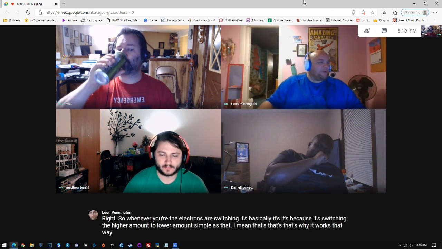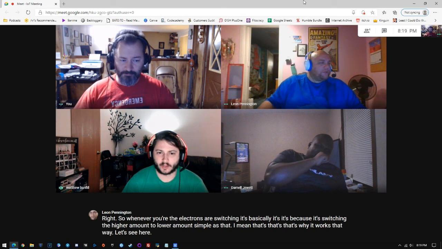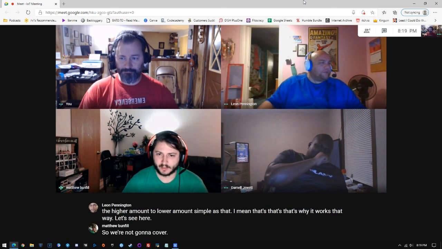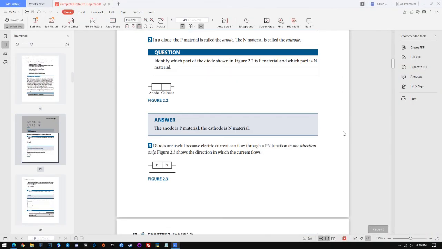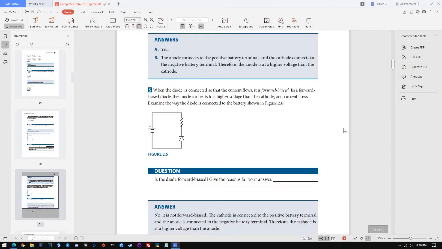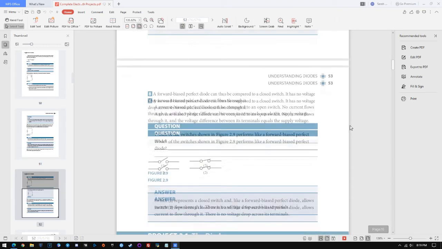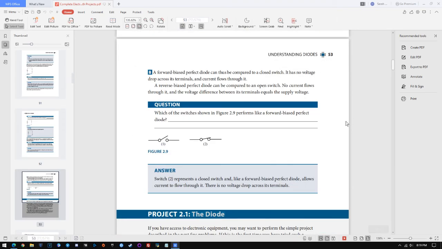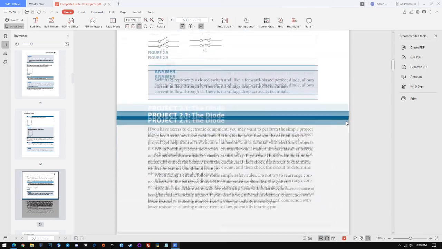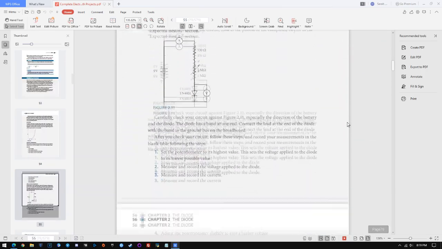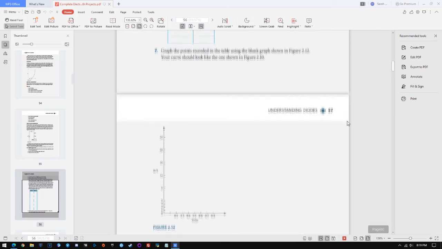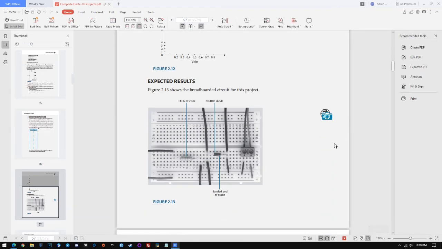Let's see here. So we're not going to cover silicon versus germanium and all that. No, I don't think we need to know. We can, but it's super basic. It's just the different kinds of materials, which one's more conductive, and it gives you a higher tolerance and whatnot. I think the main thing to take away is that you can't build one mixing both.